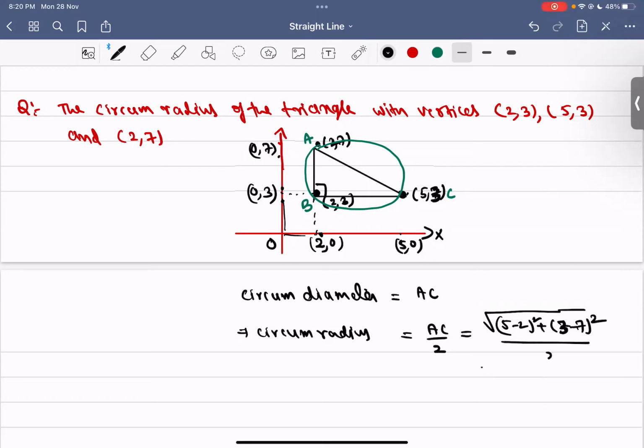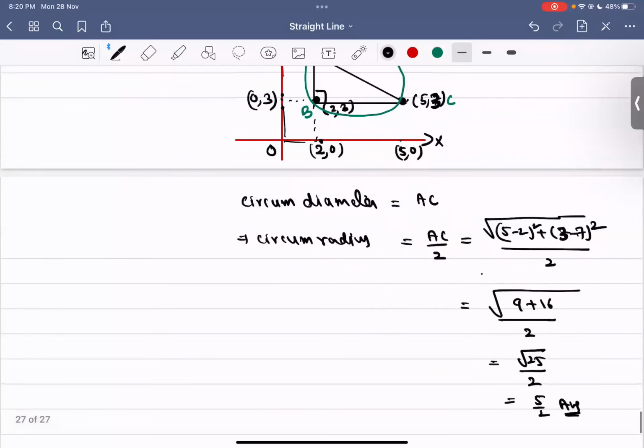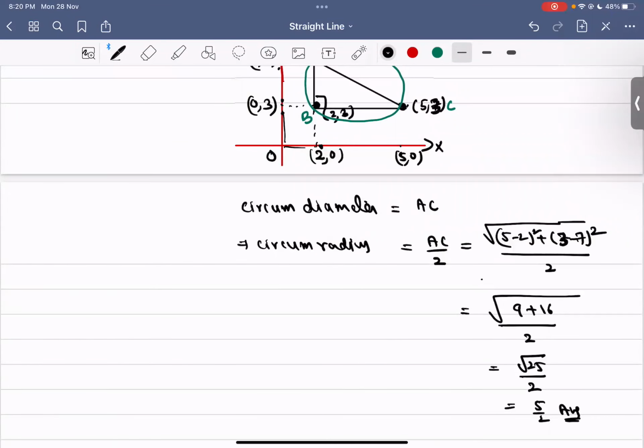So this is equal to the square root of 3 square, that is 9, plus 4 square, that is 16, by 2. What is 16 plus 9? 25, root is 5, by 2, therefore 5 by 2. So this is the circumradius of the triangle, 5 by 2 units.